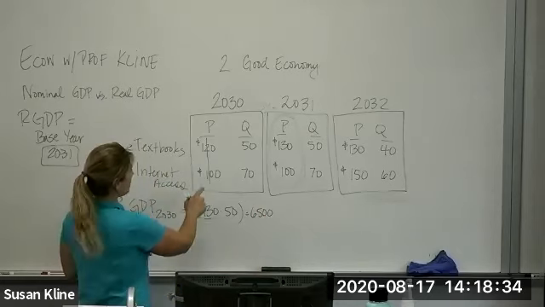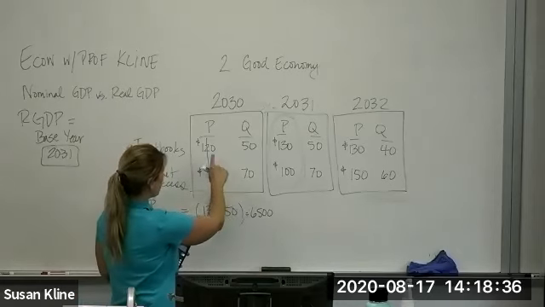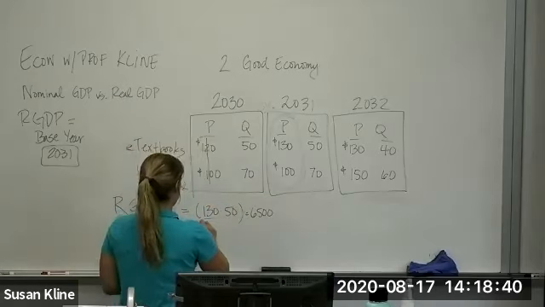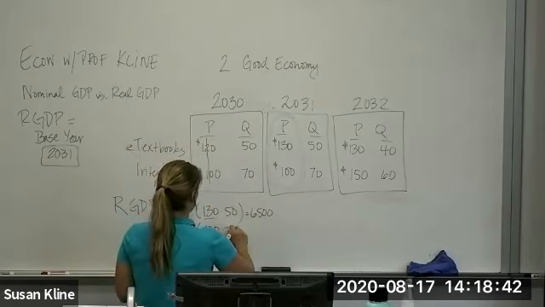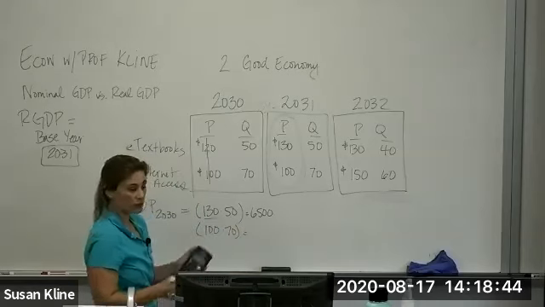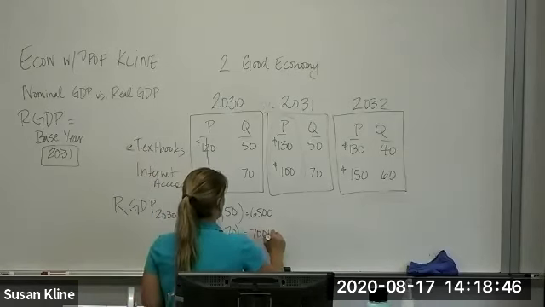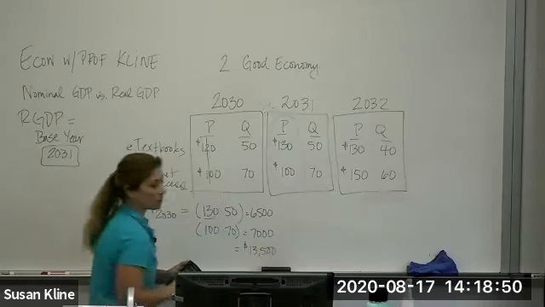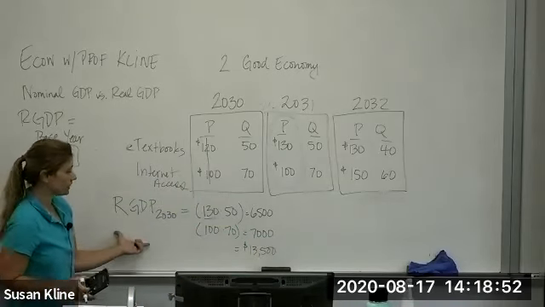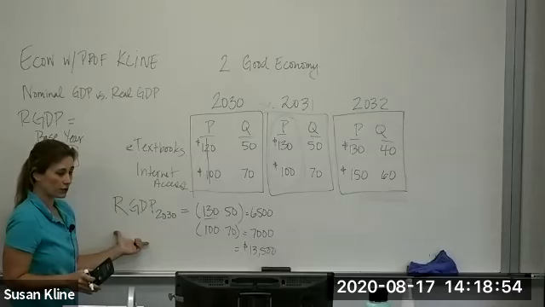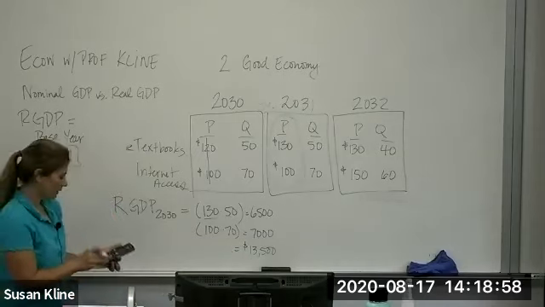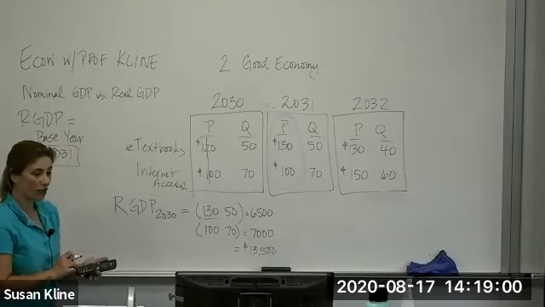Right? And then again, we are not using the current year prices. Instead, we're using the base year prices. So we're doing 100 times 70. So now we're doing 7,000. So when we calculate real GDP for 2030, now we get 13,500, right? Whereas before we got 13,000.